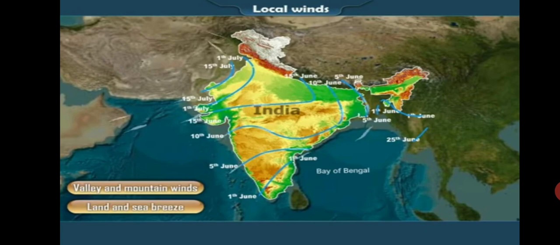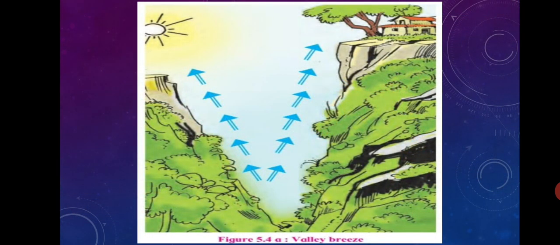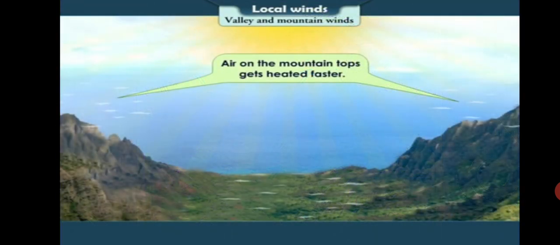Alright, so let's have a look at valley breeze. This figure is there in your textbook, page 23. You can also note down the characteristics in the empty box in your textbook below it. You can compare with the characteristics of mountain breeze and write down. So first let's learn what are valley breeze. Valley and mountain winds are local winds.